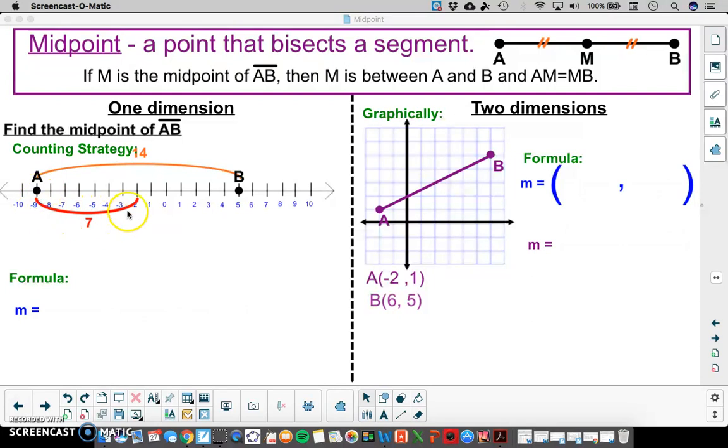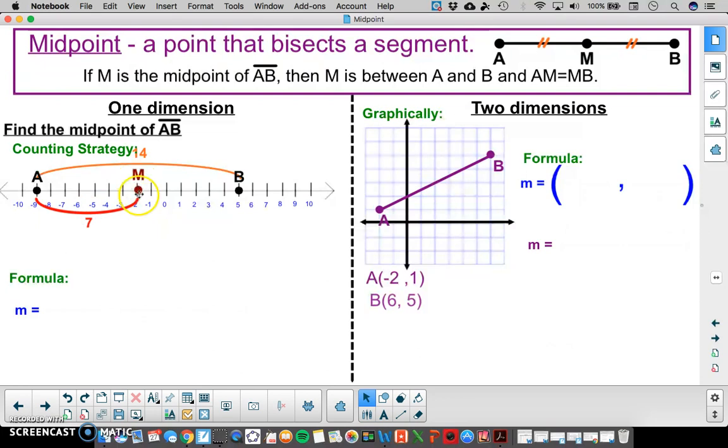We can count that 7 units from A and end on -2, and we know our midpoint then is at -2. Because the midpoint is exactly halfway, we could have counted those 7 units from point B instead, and we still would have ended on that midpoint of -2.